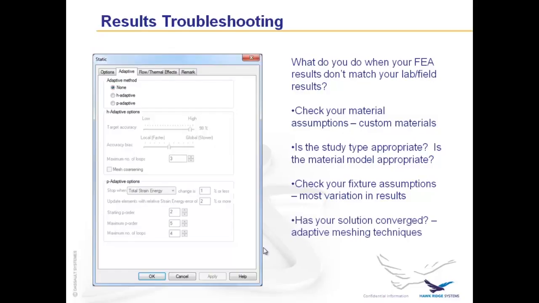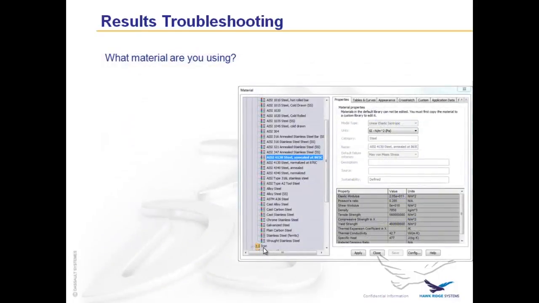And the last thing to check is, has your solution actually converged? In finite element, you can make a really coarse mesh, you can have it run, and you'll get some numbers, but you could find that your solution is mesh dependent, and that'll be a problem as well. So let's talk about materials.